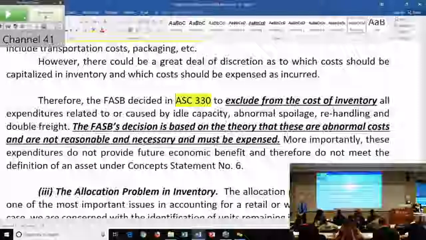You have free access to the codification, and that tells us what inventory should not include, or what is not reasonable and necessary. So don't forget, if you buy the inventory from someone, you got an invoice cost. If not, you produce it yourself. Managerial accounting, what do you got? Labor, materials, and overhead that go into the inventory. Now, when you look at what is reasonable and necessary, the FASB says that we should exclude anything that is due to idle capacity, abnormal storage, rehandling, double freight charges.